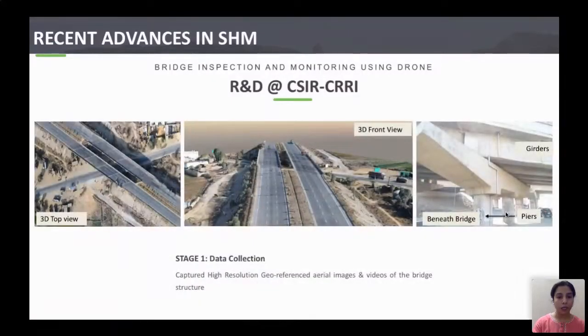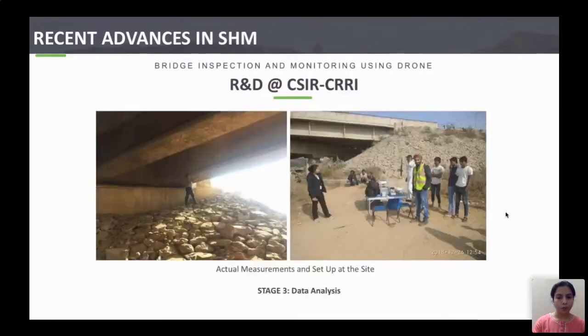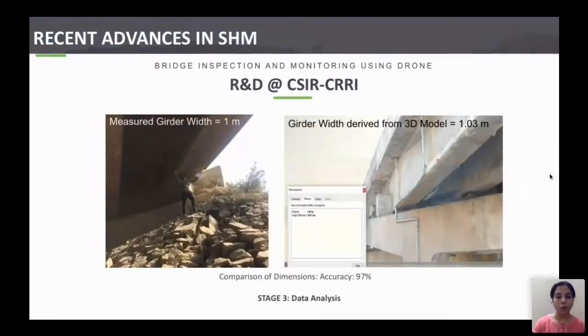First we collected the data using the drone; we took high resolution geo-referenced aerial pictures using the drone. Then we processed them in the 3D software, and 3D models were generated using that software, and we compared the actual measurements with the measurements which we got from the model. So this is actually the model, and here we are measuring the actual measurements of the bridge. So we got an accuracy of 97%.